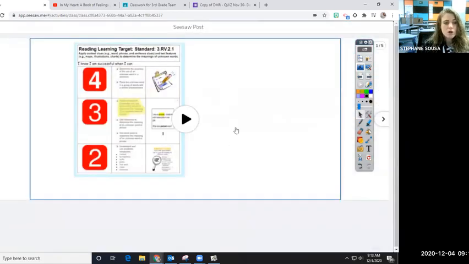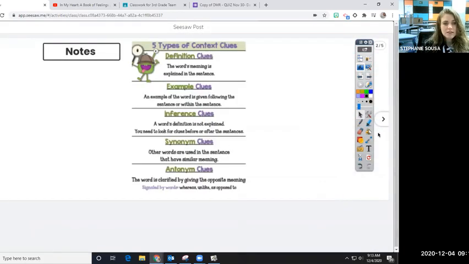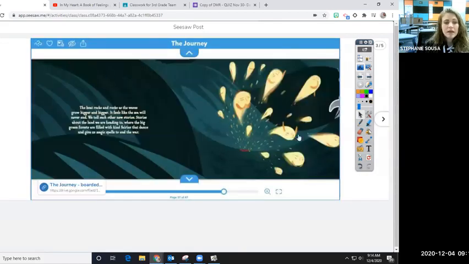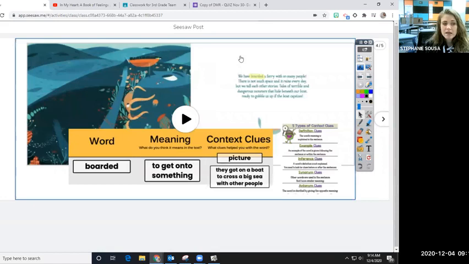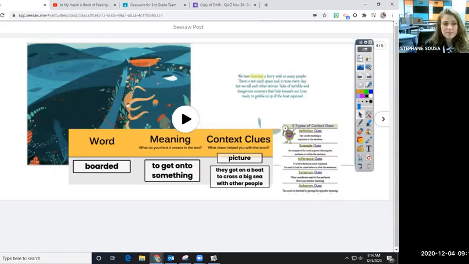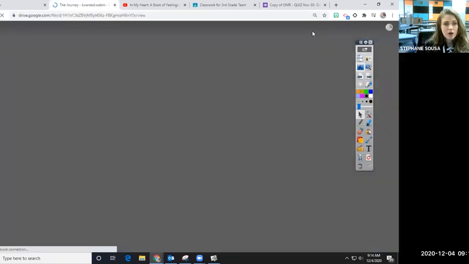Okay, so we've talked about our success criteria. I'm going to move on past that. We looked at our vocabulary to remind us that you can look for definitions, examples, you can make an inference with your background knowledge, and you can use synonyms and antonyms as well. We're going to take a look at Miss Renee reading through The Journey one more time, and then she will show us some examples of context clue meanings. Okay, here we go. I'll share my sound again.